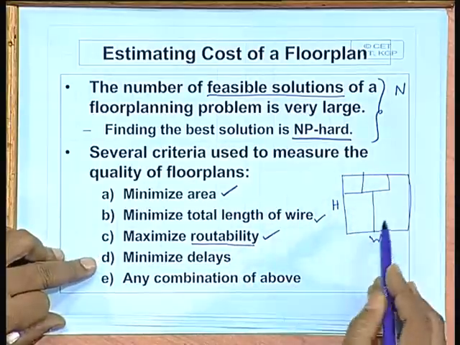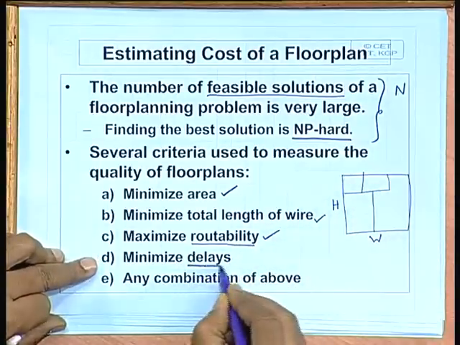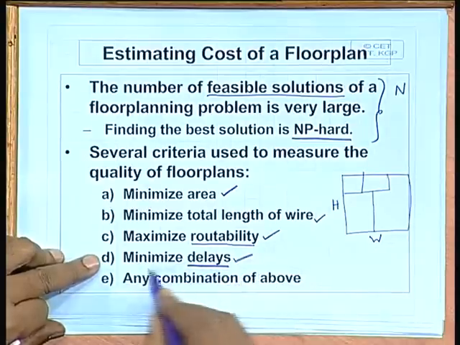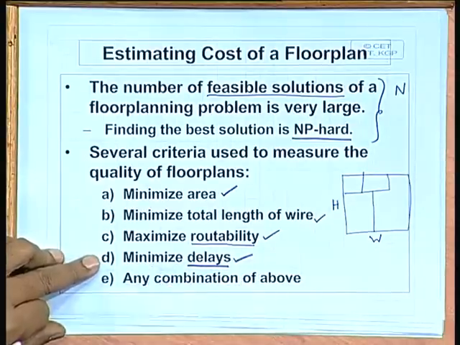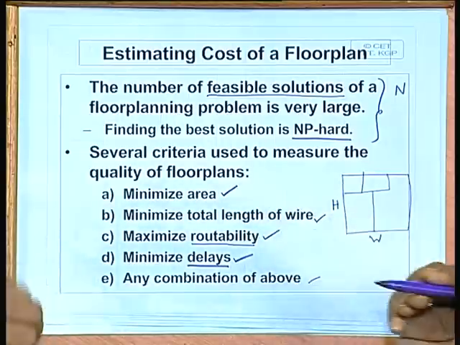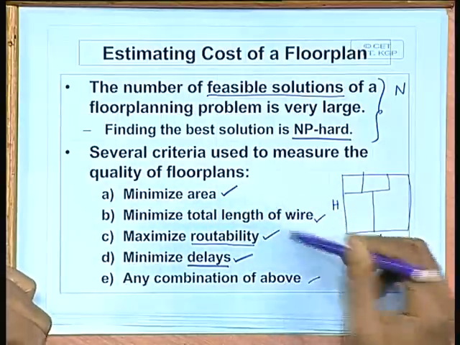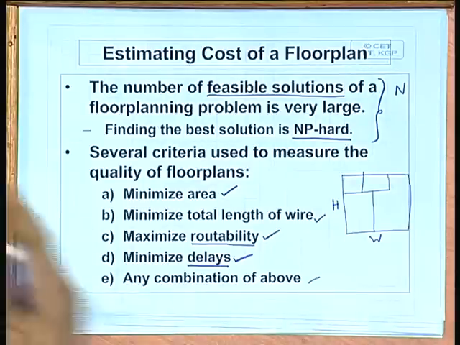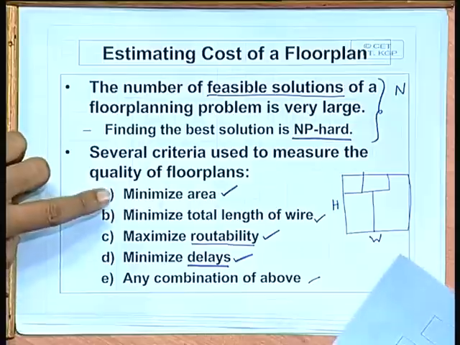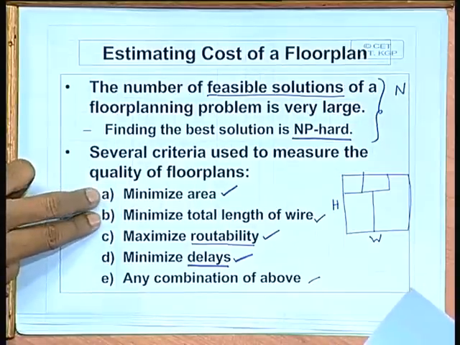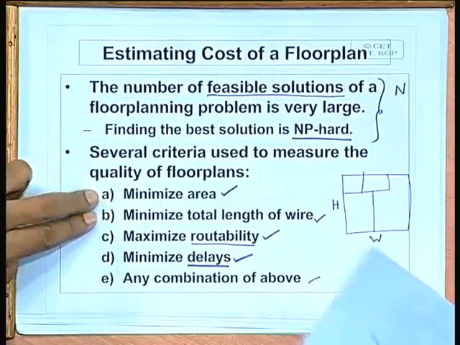And talking about the critical paths, because the critical paths will determine the delays. So, if we know the critical paths, we may also try to minimize them, and of course, we can have any combination of the above: area, delay, or area and the length of wire taken together. Fine. Now, this area and the total length of wire, these are the 2 measures which are most popularly used.